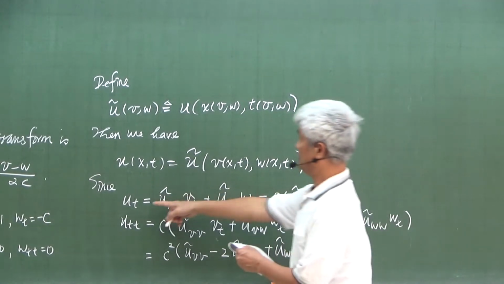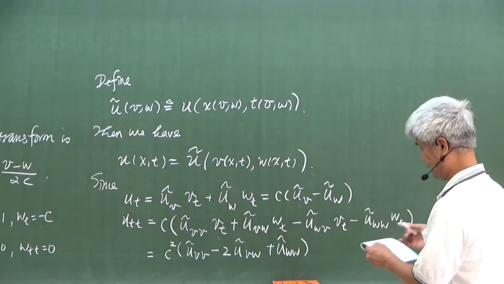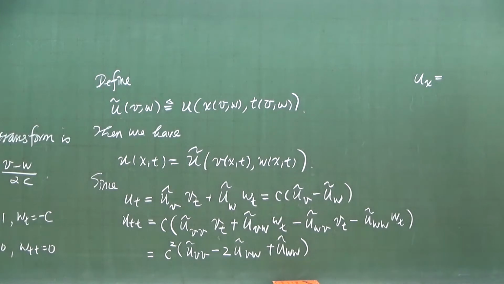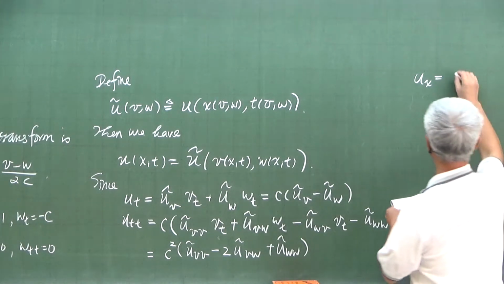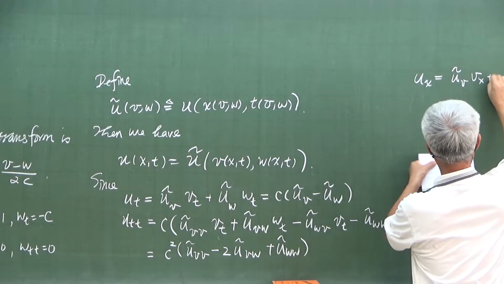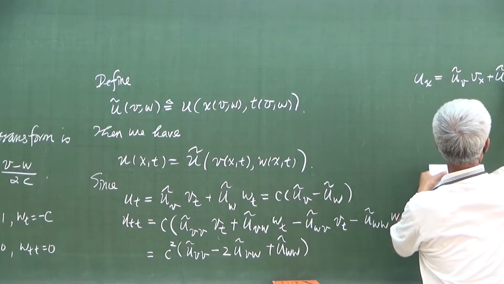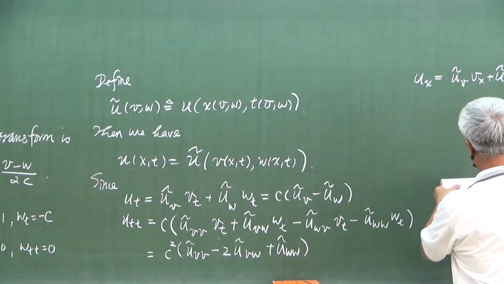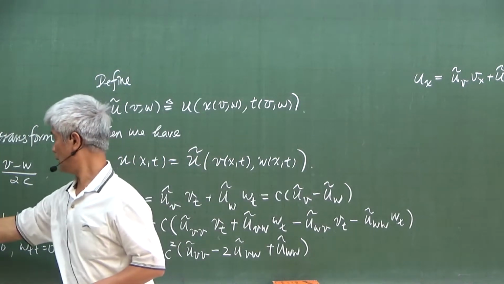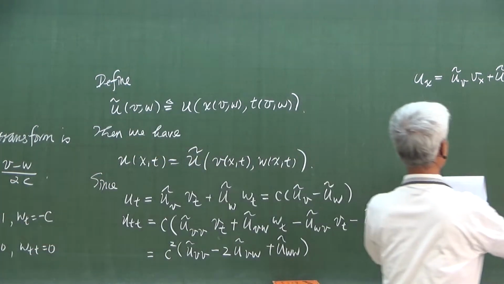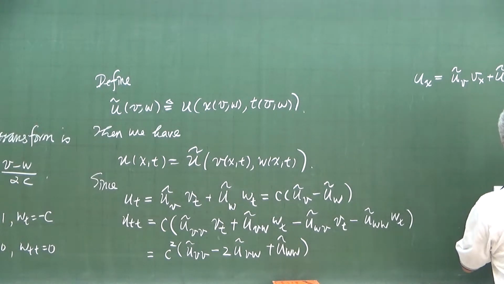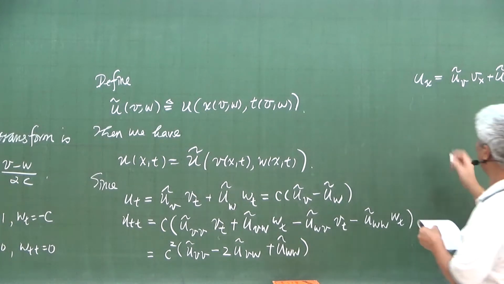Okay, since this is for partial derivative with respect to t, now the partial derivative of u with respect to x comes to u_v v_x plus u_w w_x. Okay, and this is equal to, because v_x equals 1, w_x equals 1, so we have u_v plus u_w.